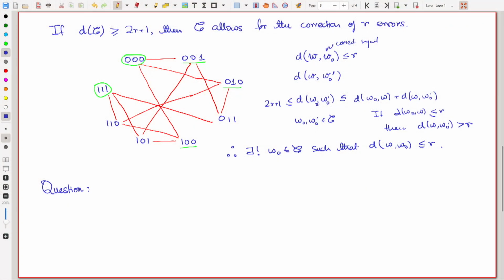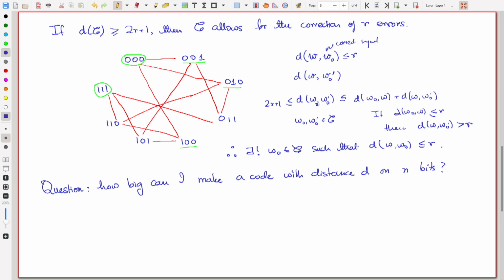Okay, so now the question is, how big can I make it? Suppose I want a code on n bits which has distance, say, d. So d may be 2r plus 1 or any d, take an even d also. I want to know how big I can make this code. So the question is, how big can I make a code with distance d on n bits? Is the question clear?